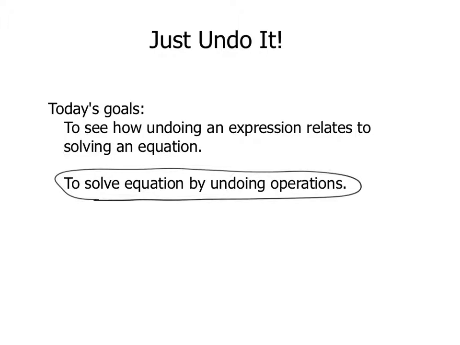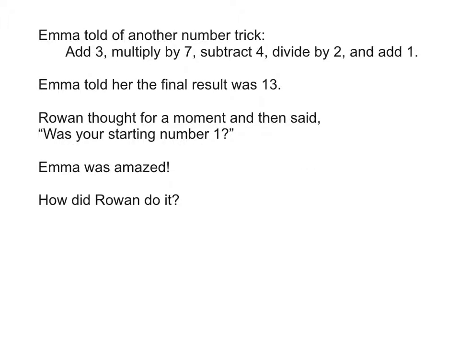I overheard the story between my daughter Emma and Rowan. They play number tricks all the time. And Emma said, okay, here's my number trick. Add 3, multiply by 7, subtract 4, divide by 2, and add 1. And when I do it, I get 13. And her friend Rowan's pretty sharp. Rowan thinks for a second, goes, was your starting number 1? And Emma says, no way! Well, how'd Rowan do it?